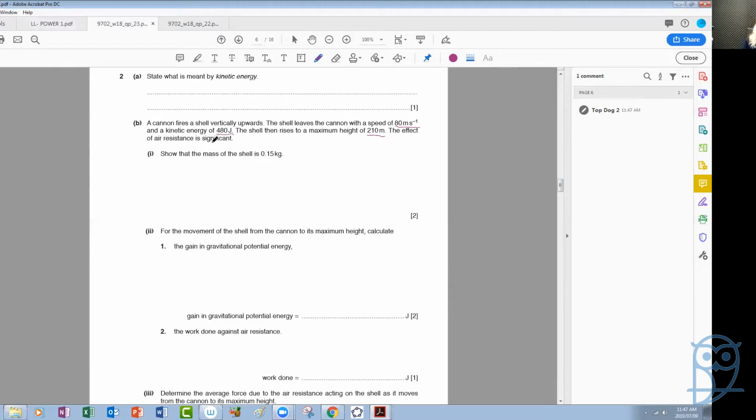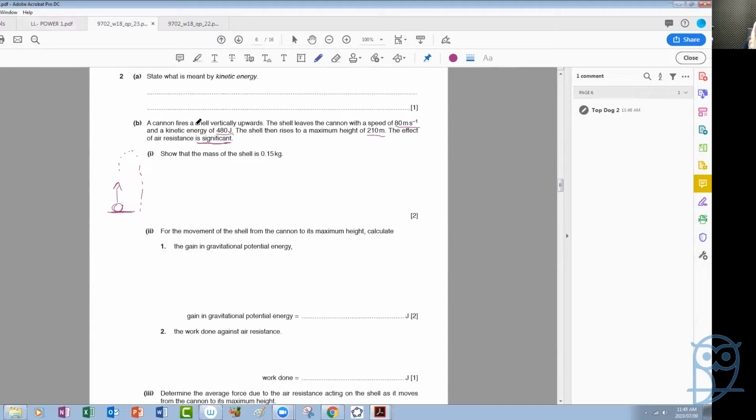So, you see, in this case now, we consider the air resistance, which means there is energy loss as the object moves in the air because of air resistance. All right. So we have a cannon that fires a shell vertically upwards. So if we say that the cannon is here and fires this shell vertically upwards, obviously the shell will go up and then reach some height and then it will come down, isn't it?